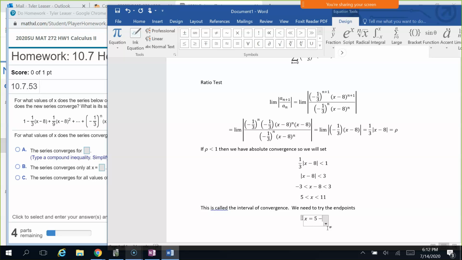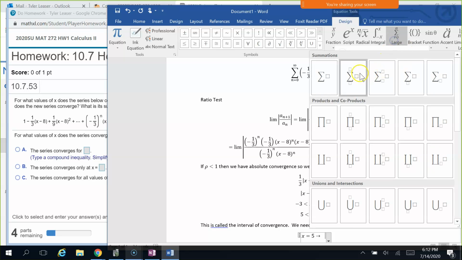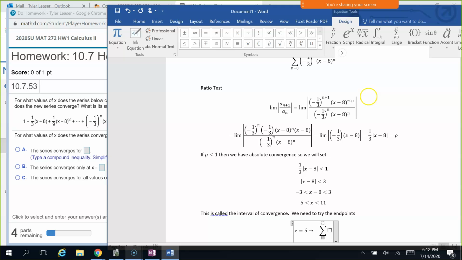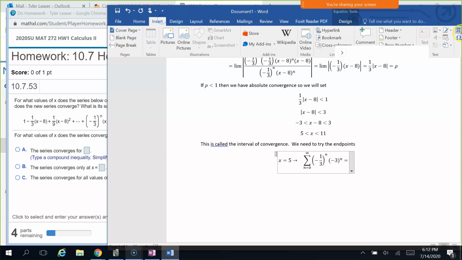By trying x equals 5, what I mean by that is let's plug 5 back into the original series and just see what comes out of that. So it's going to be the infinite sum n going from 0 to infinity. We still have that negative 1/3 to the n out in front. Then it's going to be 5 minus 8, which is negative 3 to the n. Because both of these are raised to the n power, you can go ahead and multiply them together and raise the whole thing to the n.